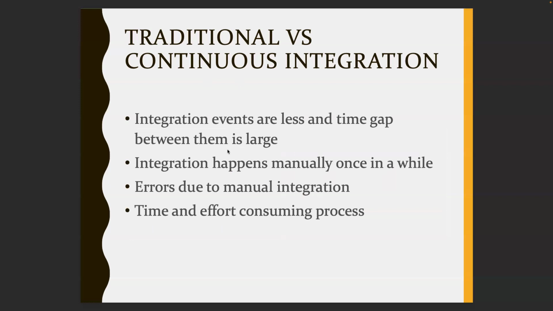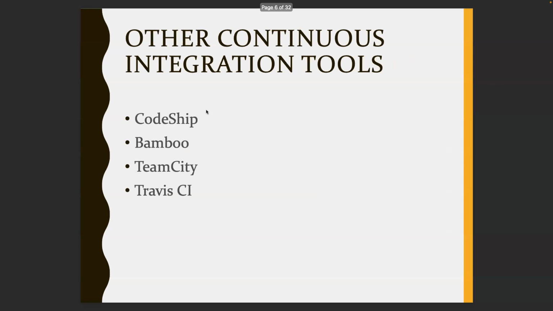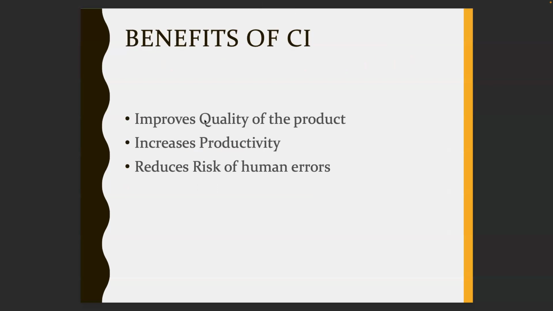So, traditional versus continuous integration. In traditional, integration events are fewer and the time gap between them is large. That's what we were talking about. Integration happens manually once in a while. There will be human errors, obviously, a lot of time, a lot of effort, and more people are needed. Sometimes integration may not be successful. So there are errors due to manual integration, and it is a time and effort consuming process. So continuous integration came, which improves quality because every change will go through the entire process, increases productivity as well, and reduces the risk of human errors.